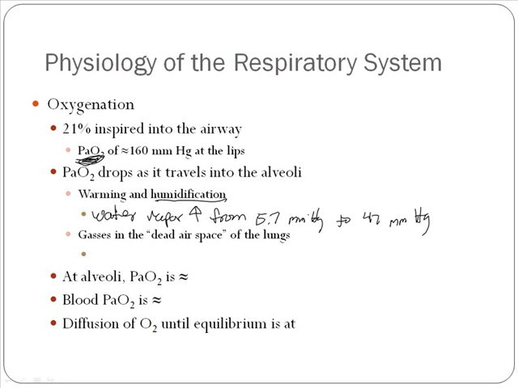So because you now have changed your pressure of humidity from 5.7 to 47, you still can only have a max of 760 millimeters of mercury. You can't go any higher than that. So if you change your water vapor from 5.7 to 47 millimeters of mercury, something else has to give, and all the other gases actually drop in their pressures, including oxygen itself.